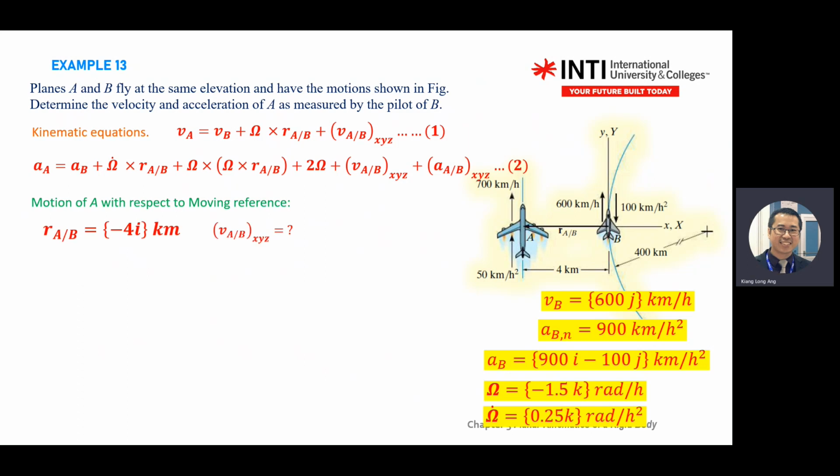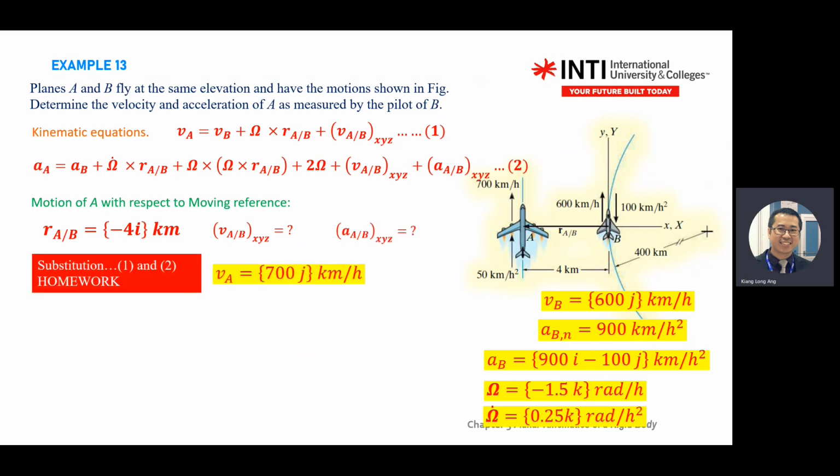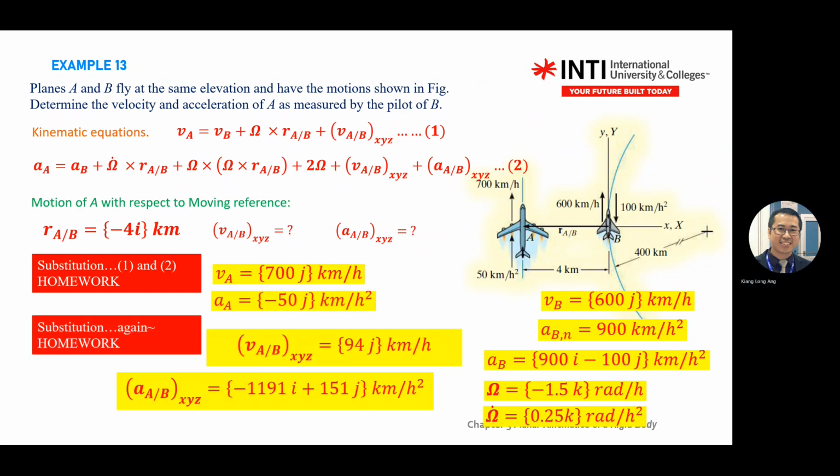So motion of A with respect to the moving reference, RB stroke A stroke B, equals minus 4I. What about this one? You substitute all this yellow color answer inside here. You have two equations. Solve the simultaneous equations, you get the answer. Okay. So at the end, you get your answer in minus I, positive J, kilometer per hour square.